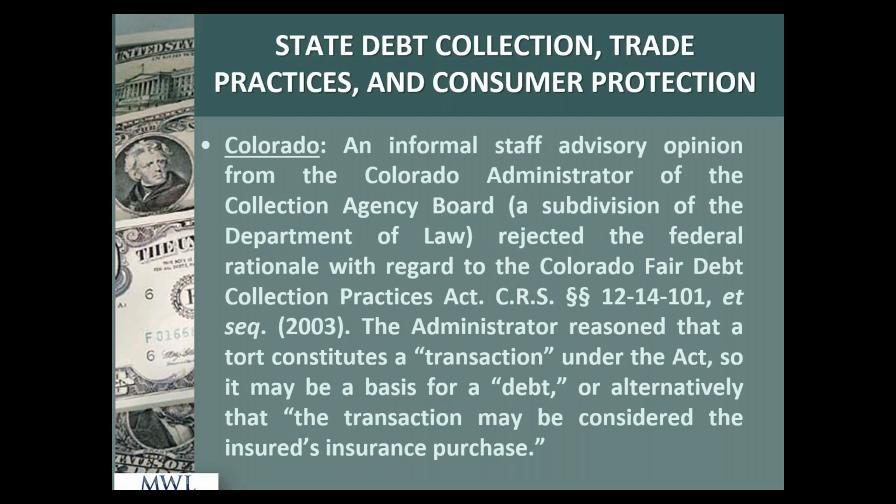So let's go over to Colorado. This is a bit of an interesting situation because there's an informal staff advisory opinion from the Colorado Administrator of the Collection Agency Board. They're a subdivision of the Attorney General's office. And it specifically discussed Hawthorne and Hamilton. It really didn't care for Hawthorne's reasoning. They said it was a little bad, and they said, well, our act is broader than the FDCPA.